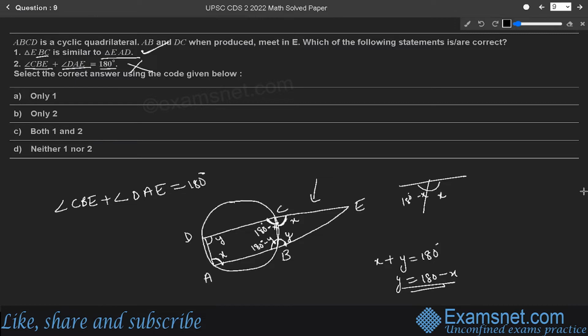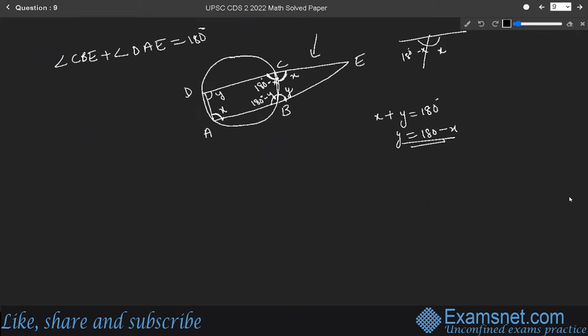It says that triangle EBC is similar to triangle EAD. Let us first understand a concept. Two triangles are similar if they have all the angles equal or common. So you can see that in triangle CBE, there are two angles, which are x and y, and this is another angle, which is angle E. And in triangle EAD, which is the big triangle, there are two angles, x and y, and also a common angle, which is E.